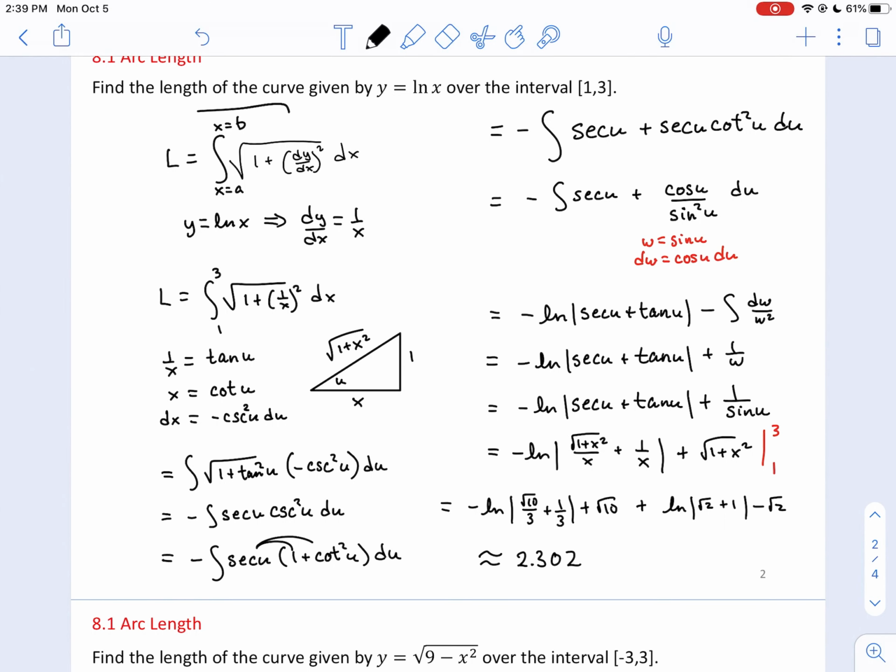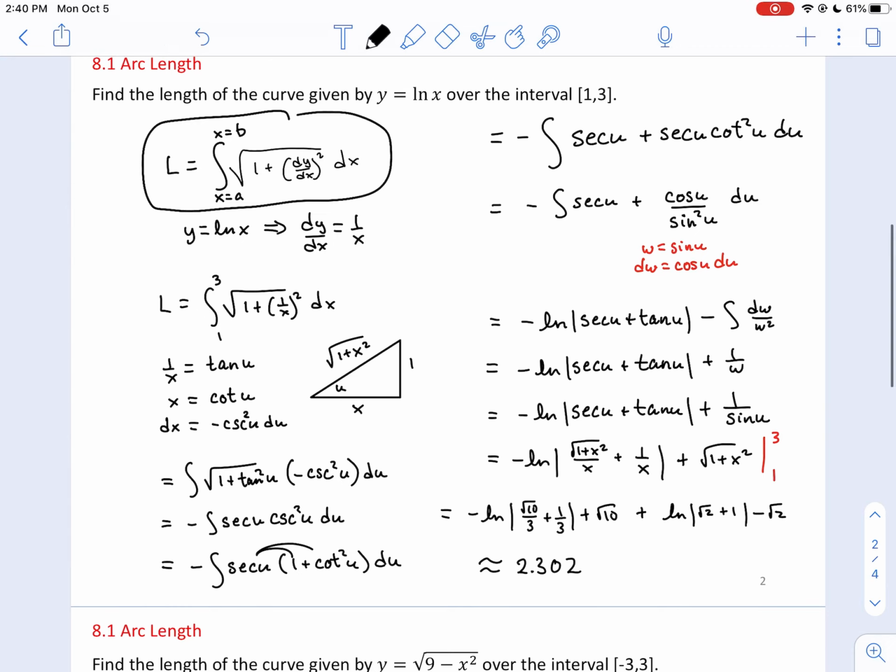Now, when it comes to doing these types of integrals, they all have the same structure as a square root of 1 plus and then a derivative being squared. Very often, the way to resolve this will be to do a tangent substitution like you see right here.